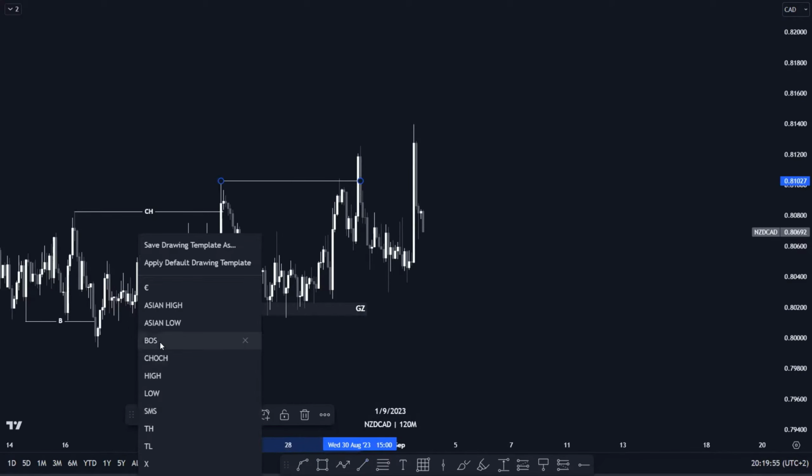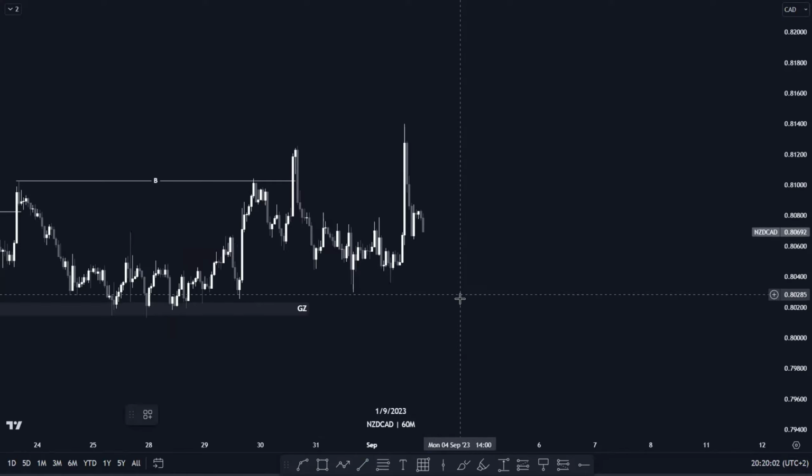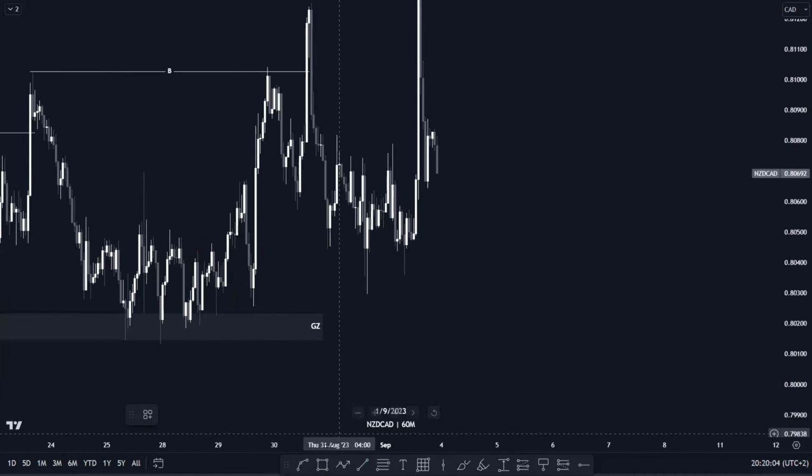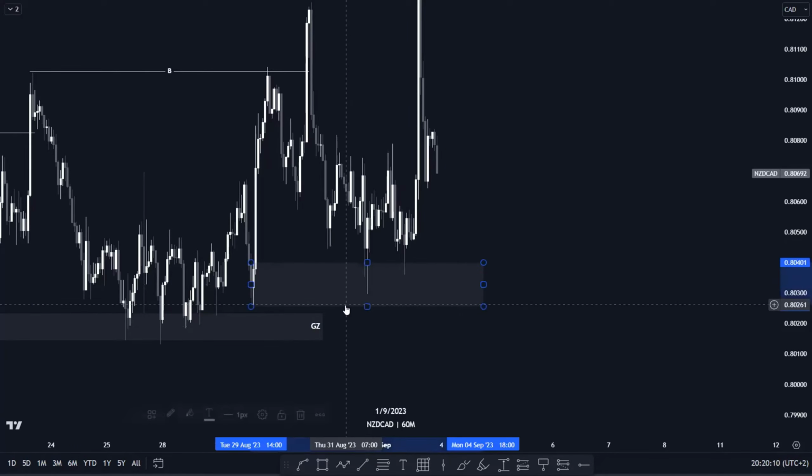here. And if you go to maybe your 1 hour chart, you can see that price respected this beautiful demand area here. This beautiful demand area here, okay?